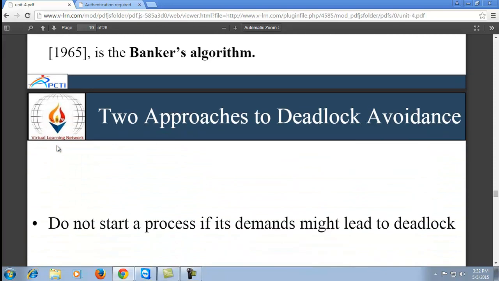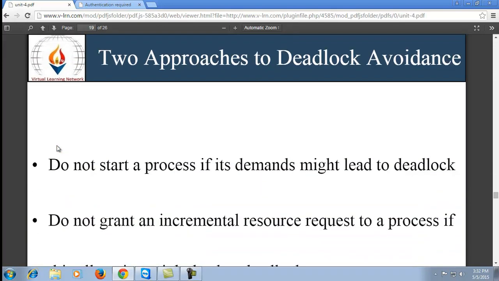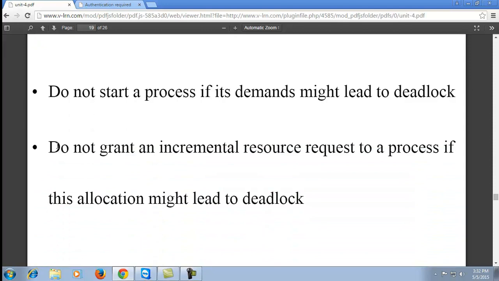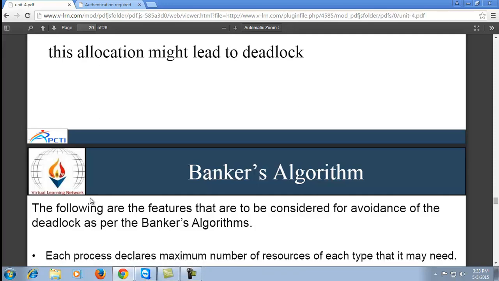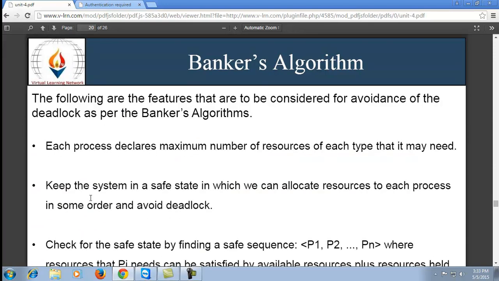Two approaches to deadlock avoidance. Do not start a process if its demands might lead to deadlock. And the next is, do not grant an incremental resource request to a process if this allocation might lead to deadlock. This is the banker's algorithm.